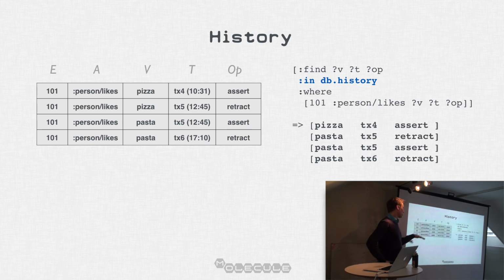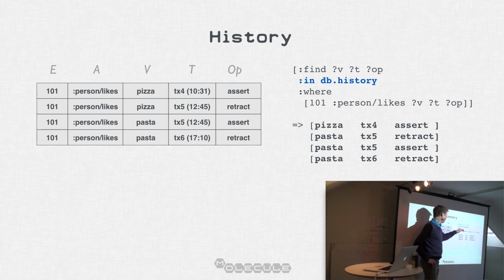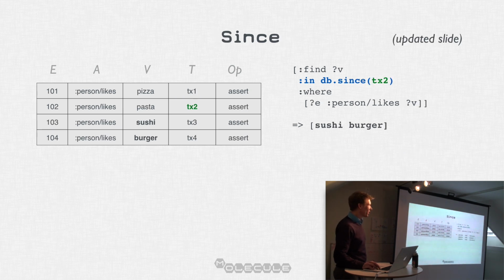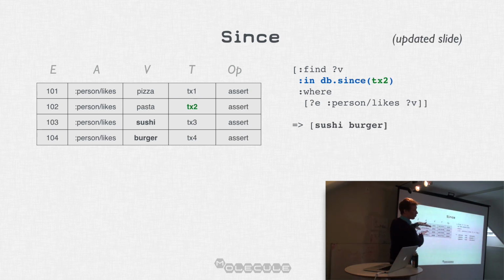And you can look at the history also, so you can see what Fred has liked over time. That takes all four of them. Then you get this: in transaction 4, it was asserted that he liked pizza. In transaction 5, it was asserted that he liked pasta, and then retracted that he liked pasta. So that gives you an audit trail, you could say. You can also narrow it down, because you might not want the whole history, like 2 years back in time. You could say, what has happened since last week.